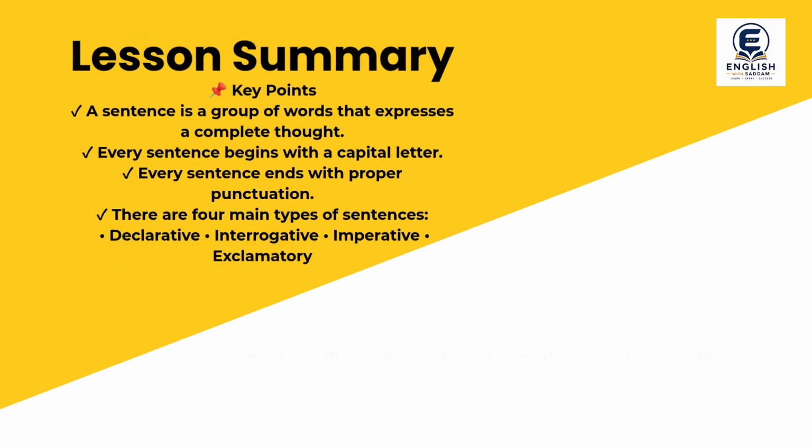Let's quickly review what we have learned today. A sentence is a group of words that expresses a complete thought. Every sentence starts with a capital letter and ends with the correct punctuation mark. We also learned the 4 main types of sentences, that is declarative, interrogative, imperative, and exclamatory. The next time you read or hear a sentence, try to identify its type. The more you practice, the easier it will become.